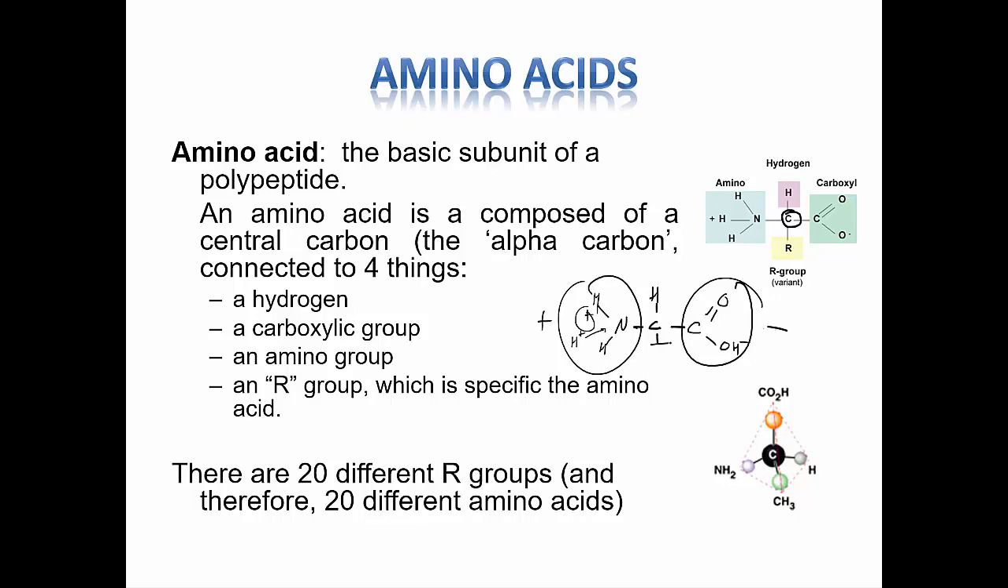Depending on what's on that last carbon, or what's down that last bond of the carbon, that can be one of 20 different things. You call them an R group. They're just functional groups. And depending on which one it is, it makes that amino acid the unique amino acid with a name.